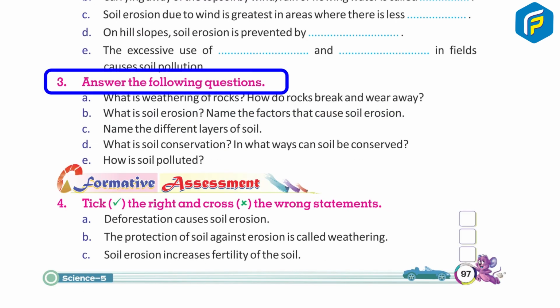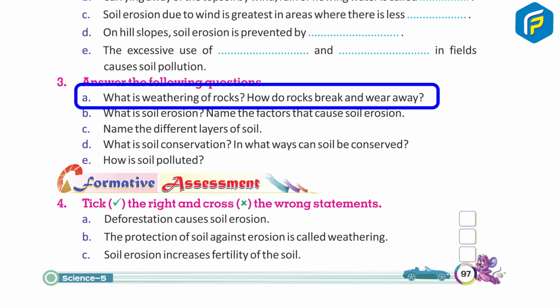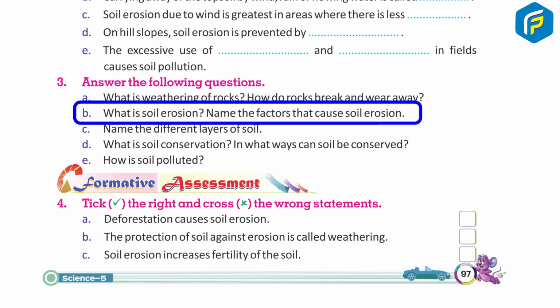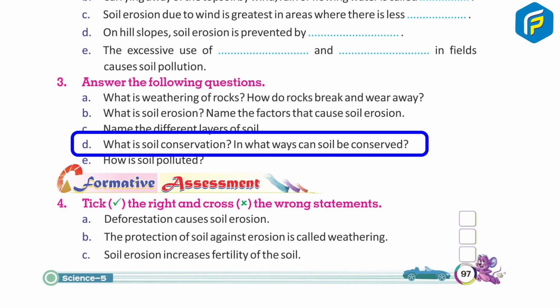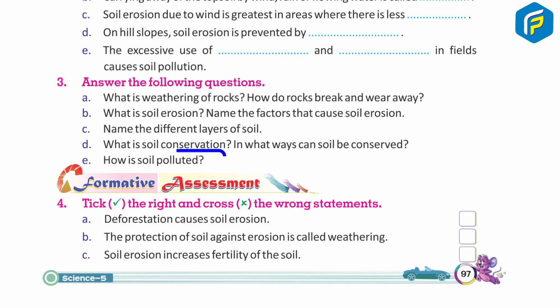3. Answer the following questions. A. What is weathering of rocks? How do rocks break and wear away? B. What is soil erosion? Name the factors that cause soil erosion. C. Name the different layers of soil. D. What is soil conservation? In what ways can soil be conserved? E. How is soil polluted?